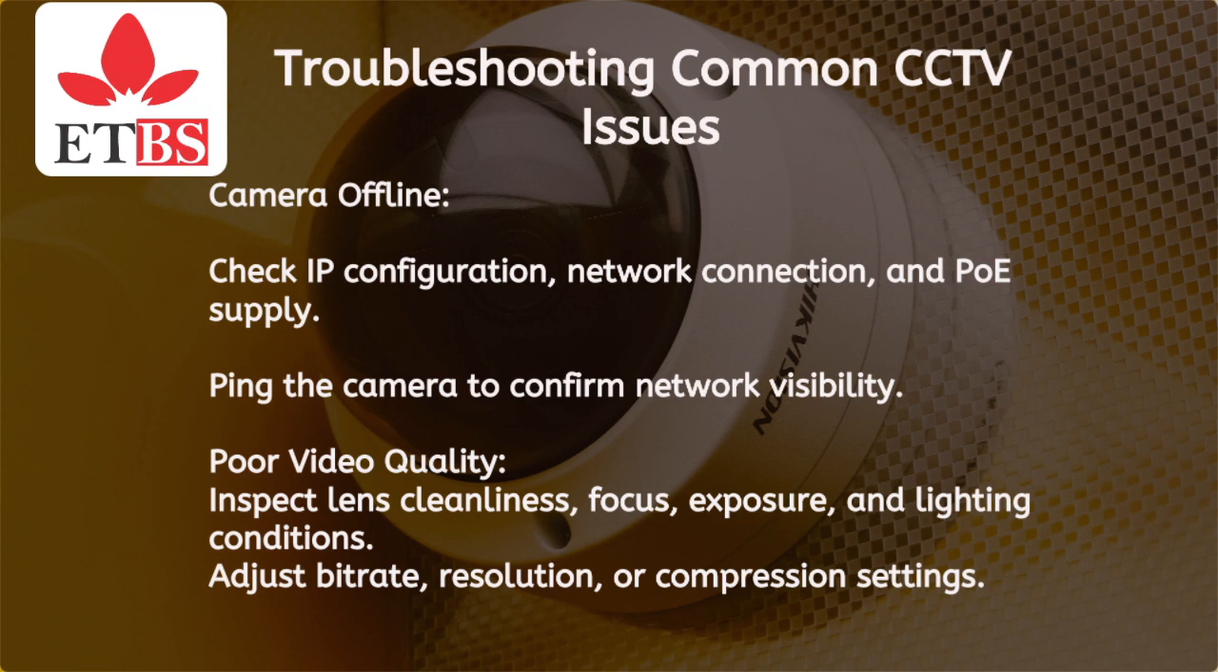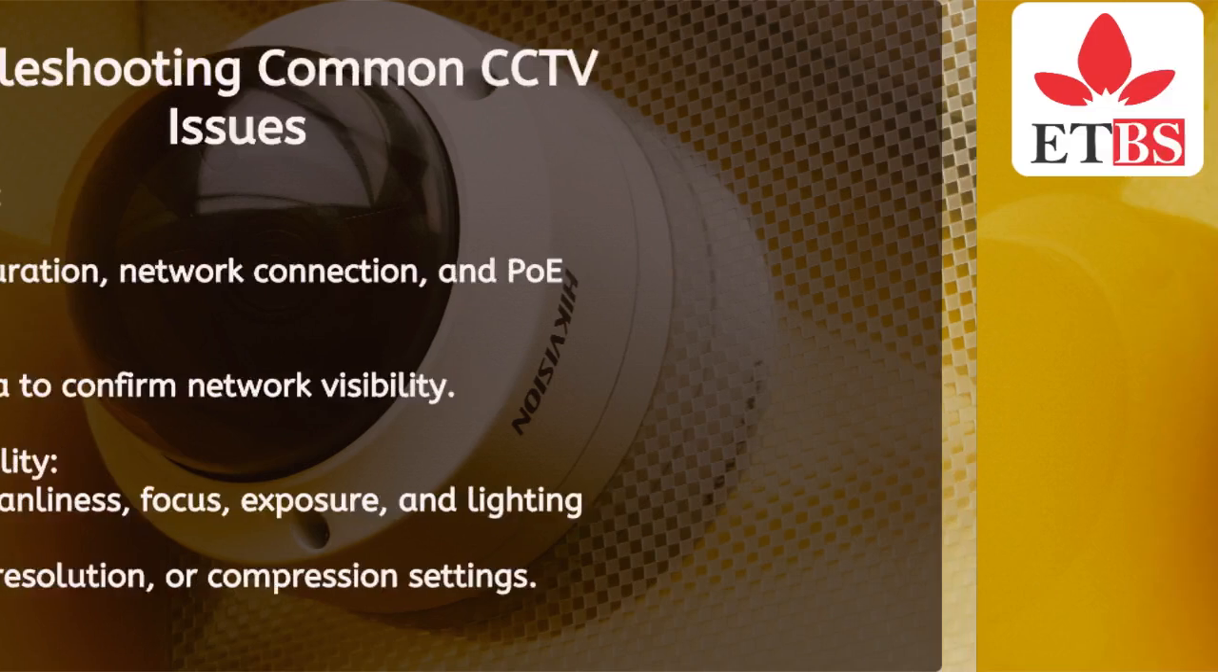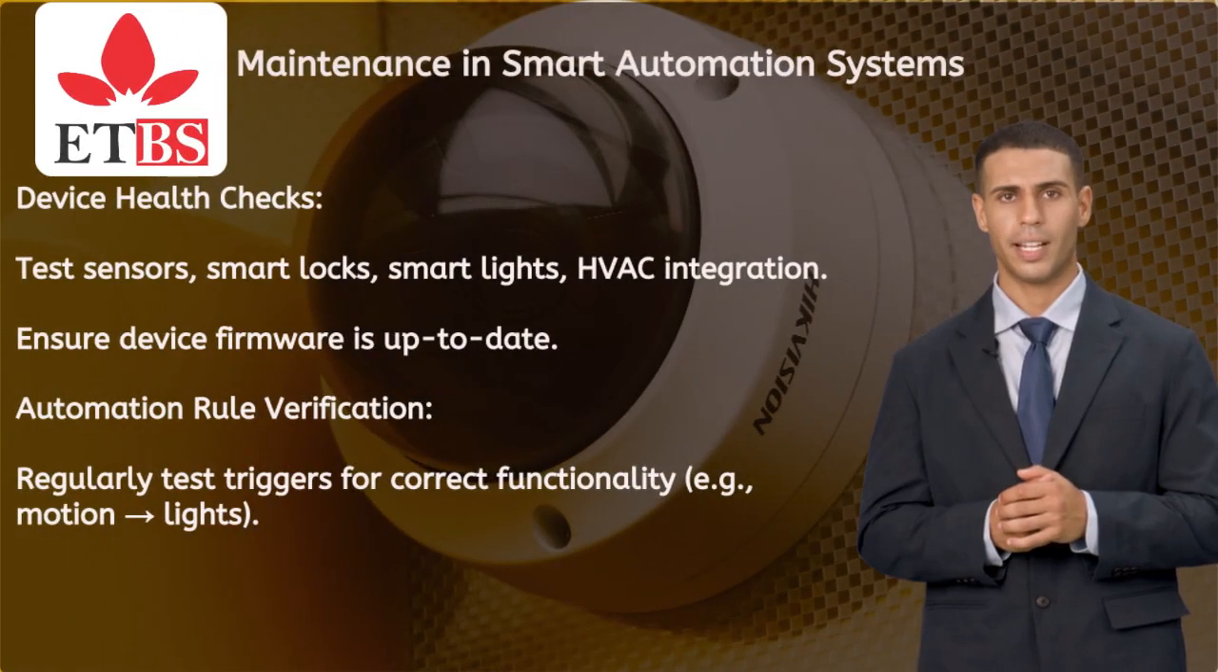Access issues, remote monitoring. Confirm VPN, DDNS, or cloud connectivity. Verify port forwarding, router firewall, and bandwidth. 3. Maintenance in smart automation systems. Device health checks. Test sensors, smart locks, smart lights, HVAC integration. Ensure device firmware is up to date.